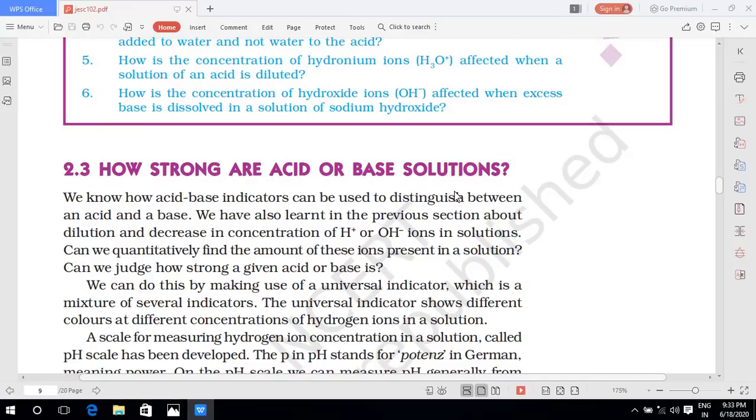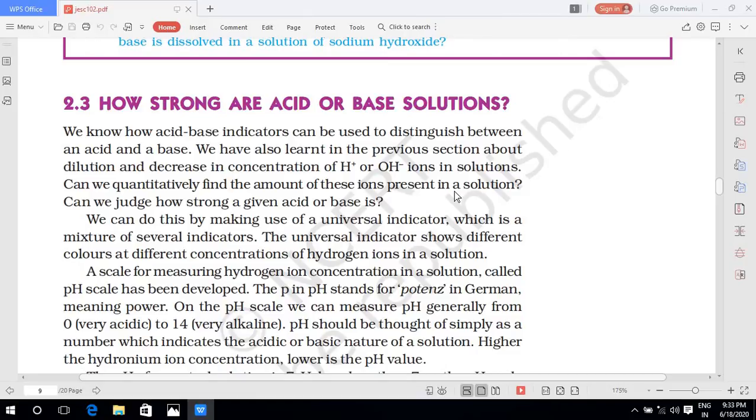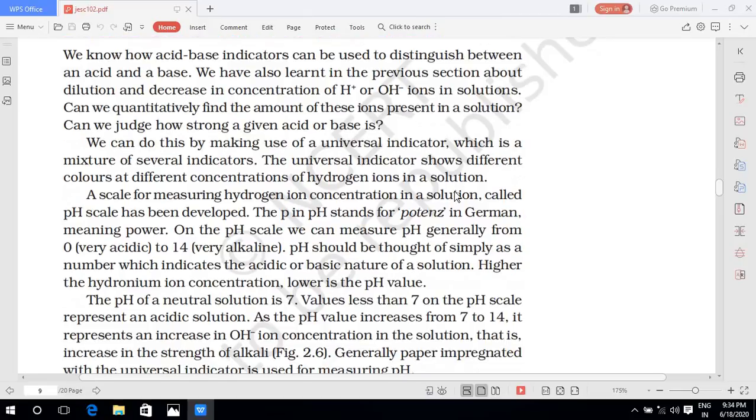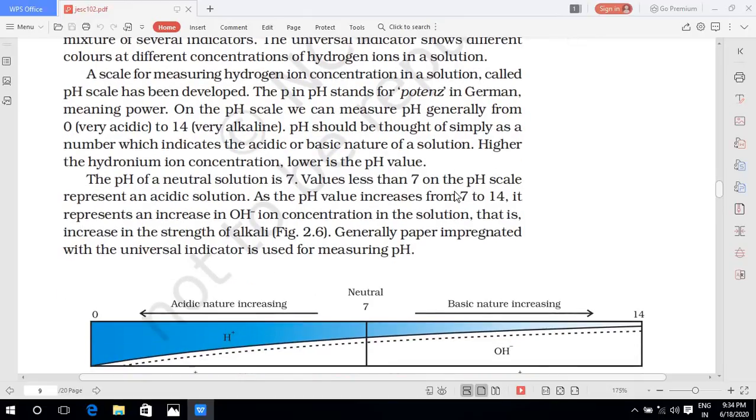How strong are acid and base solutions? How do we know? How do we determine whether a given solution is slightly acidic or very acidic or very basic? How do we determine the strength? We determine the strength of an acid or base solution by using an indicator. We have lots of indicators, and we have the pH scale. There are lots of markings on the pH scale. We will get to learn about that.